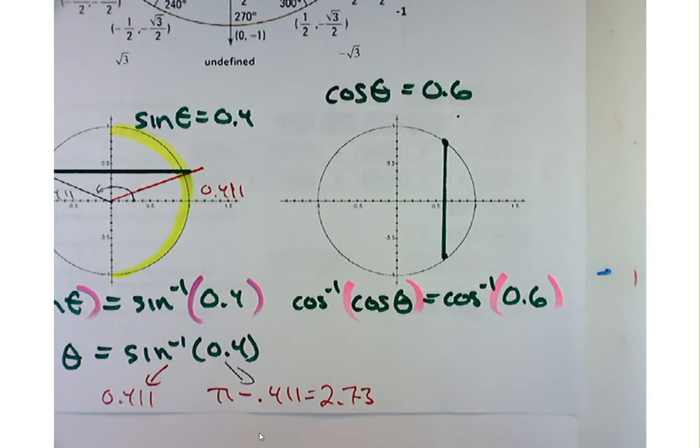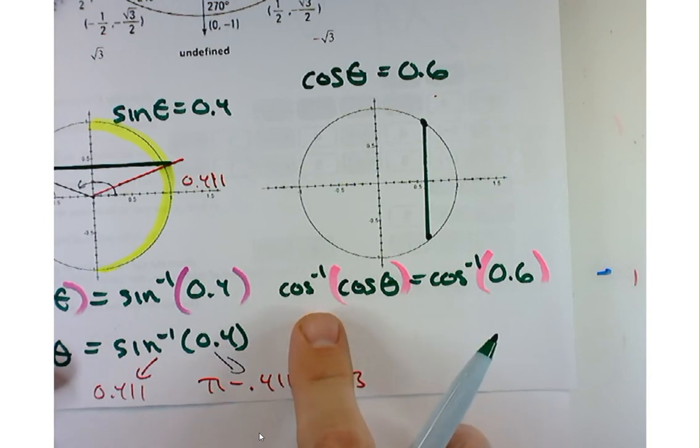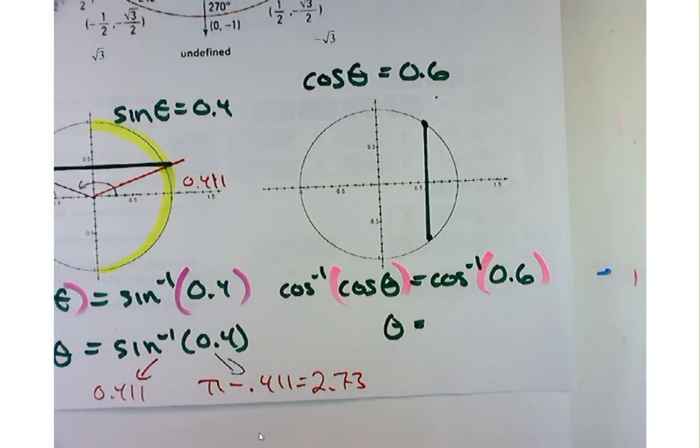Crystal, on the left-hand side, what simplification do I get? It just becomes theta. Yeah, that's exactly what I was looking for. Thank you. Awesome. She's like, ooh, big sigh of relief. I got it. Awesome. Let's keep going.